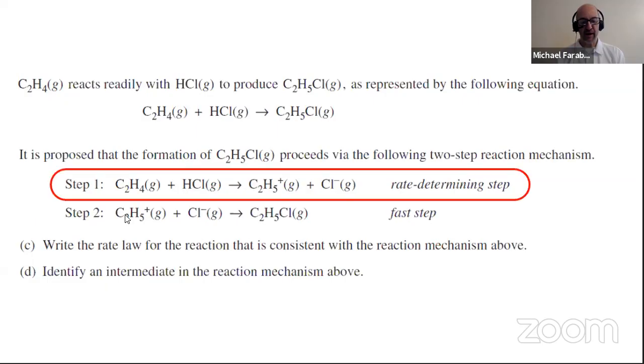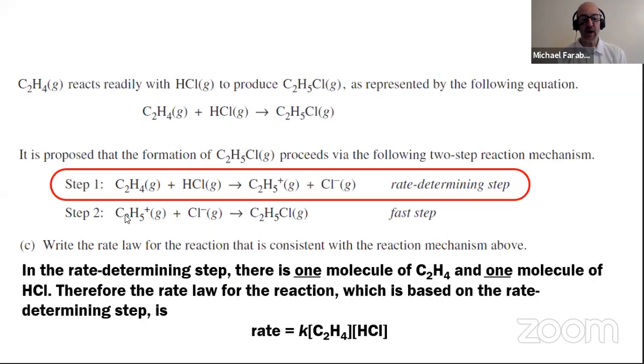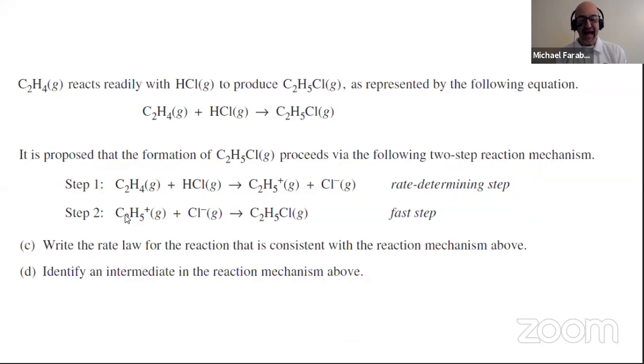So focusing primarily on the slow rate determining step, we can see exactly 1 molecule of C2H4 and 1 molecule of HCl. So from that elementary step, we can say that it's first order with respect to C2H4 and first order with respect to HCl. So that gives us a rate law. Rate equals k times the concentration of C2H4 raised to the first power times the concentration of HCl raised to the first power. The next part of this question is identify an intermediate.